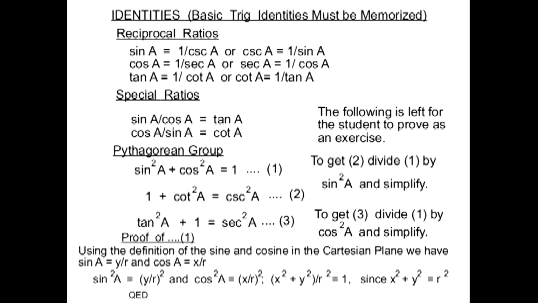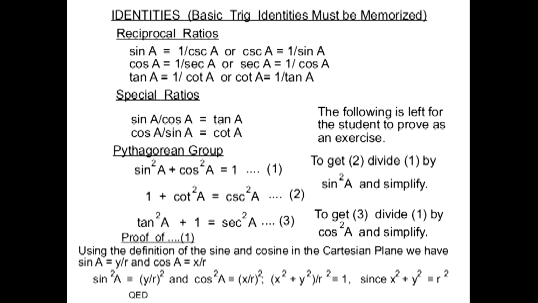We go to the next group and we call that the Pythagorean identities, which are very important, and try to commit to memory. Look at the screen. We have that sine squared A plus cos squared A is equal to 1. That's my first equation. The second one is 1 plus cotangent squared A equals cosecant squared A. The third identity is the tangent squared A plus 1 is equal to the secant squared of A. These can be proved again using analytic trigonometry of the Cartesian plane.